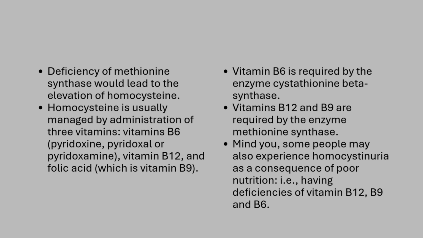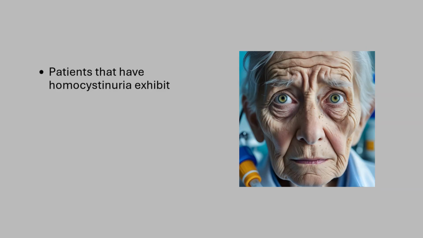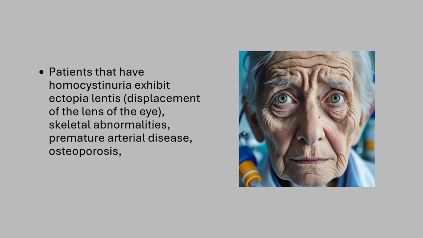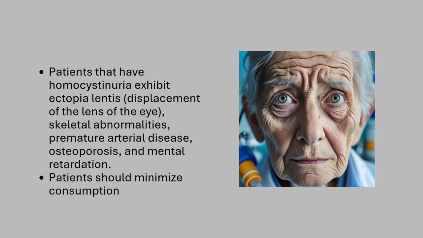Vitamin B6 is required by the enzyme cystathionine beta synthase. Vitamins B12 and B9 are required by the enzyme methionine synthase. Mind you, some people may also experience homocystinuria as a consequence of poor nutrition, i.e., having deficiencies of vitamin B12, B9 and B6. Patients that have homocystinuria exhibit ectopia lentis, displacement of the lens of the eye, skeletal abnormalities, premature arterial disease, osteoporosis, and mental retardation. Patients should minimize consumption of foods that are rich in methionine.